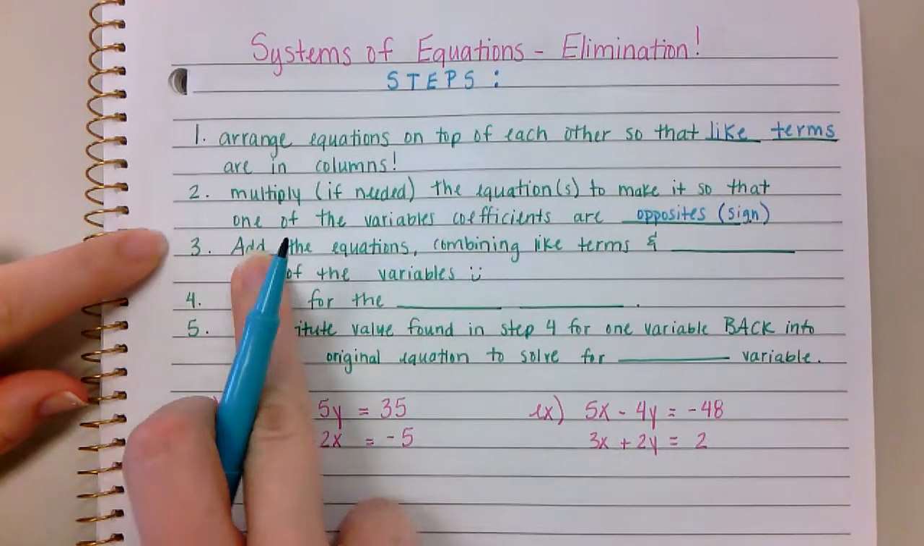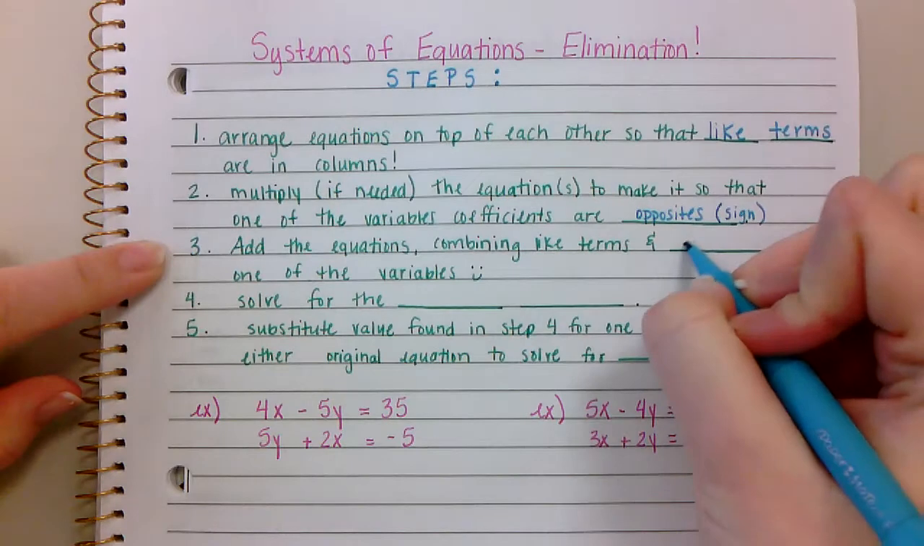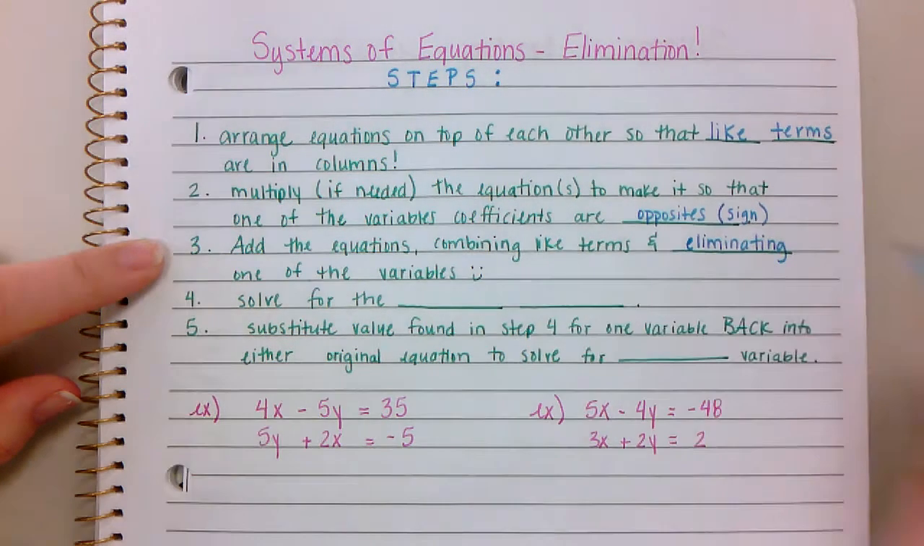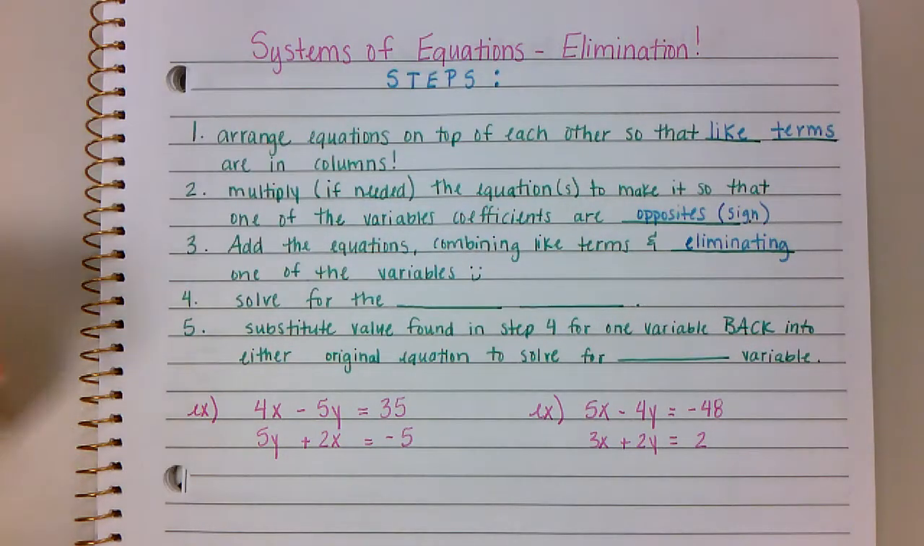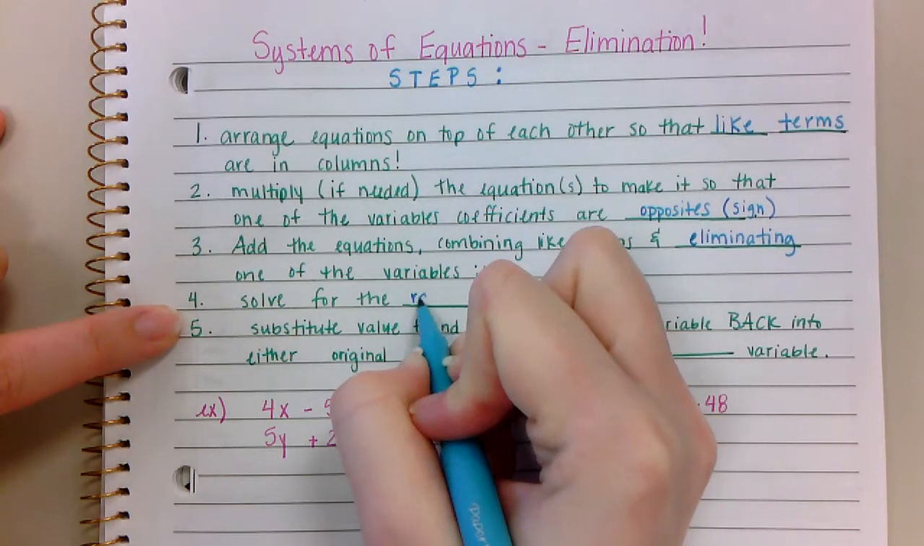The next step would be to add the equations together, combining like terms and eliminating one of the variables, hence the name elimination. So when you do that, when you get them to be opposite signs but equal numbers, you completely eliminate one of your variables. It's gone. And so now you're just solving for the remaining variable. And so that's what you're going to put for number 4.